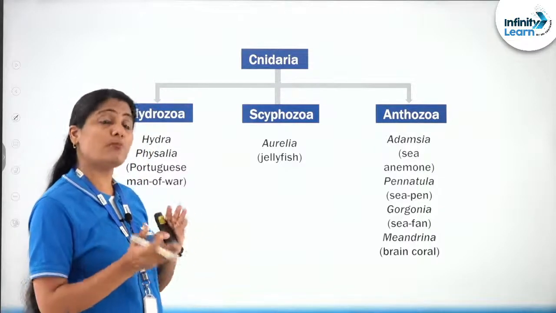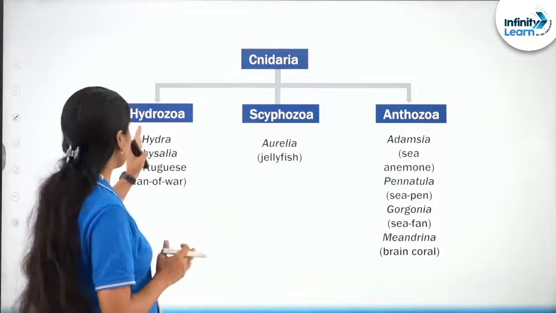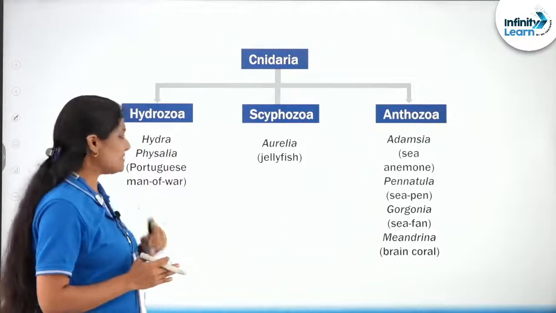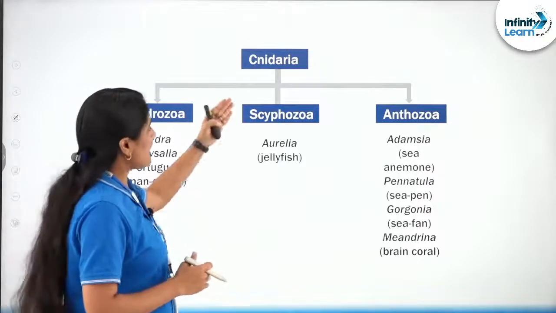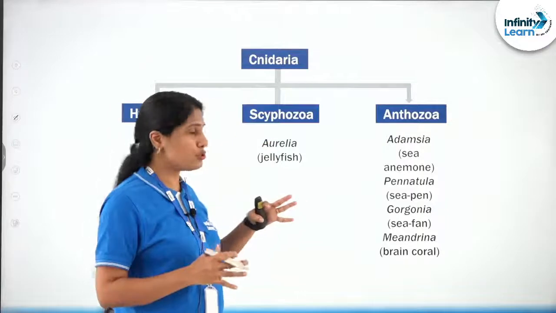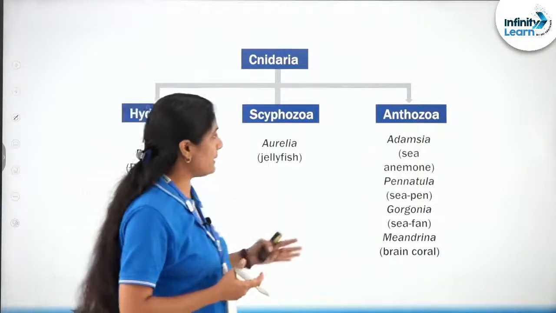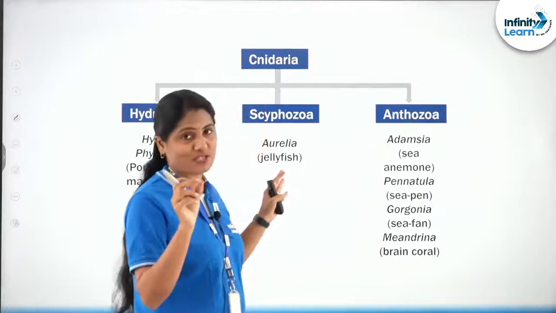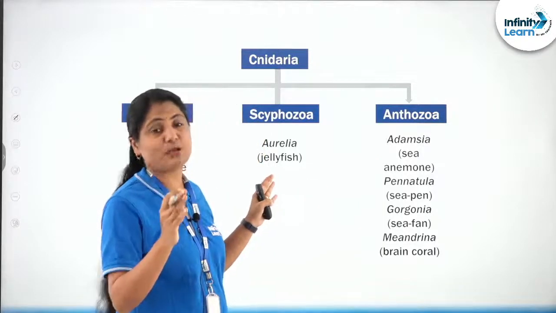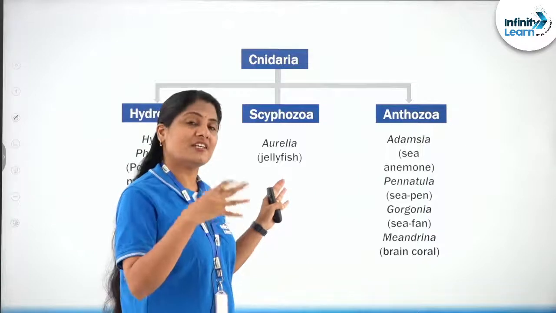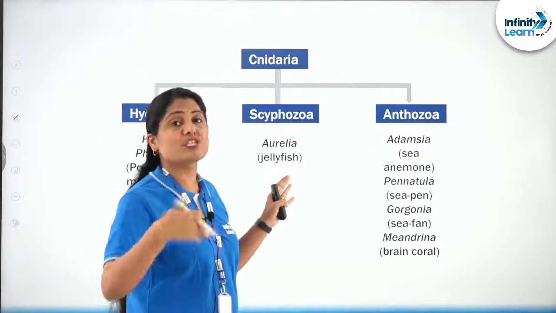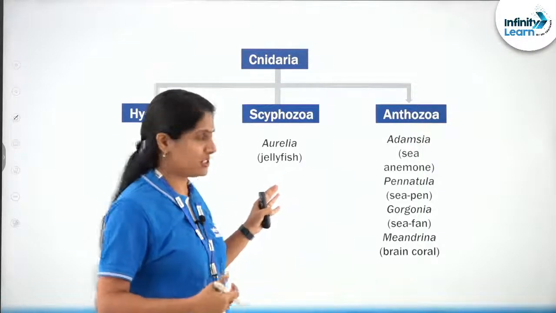Usually there are both polypoid and medusoid forms found in Hydrozoa, like these Physalia, right. Scyphozoa usually have medusoid forms. Aurelia jellyfish is a very important example, because the fish is a misnomer. Understand, it's not a fish, it doesn't belong to Pisces, right. Such confusing examples are used again and again in the NEET questions, right.